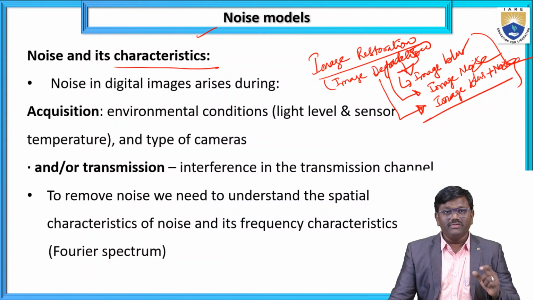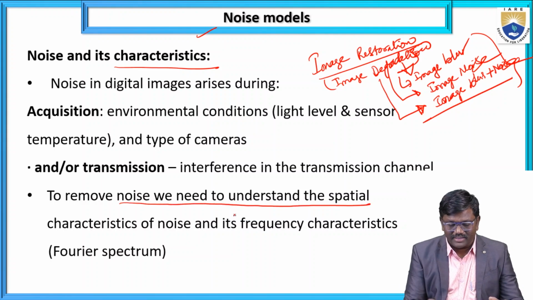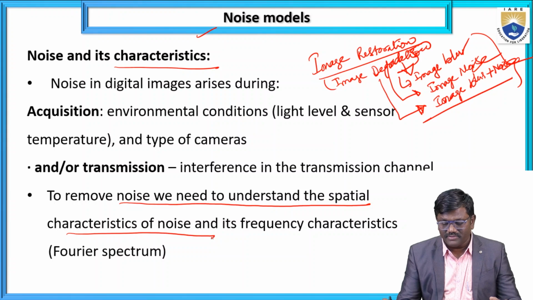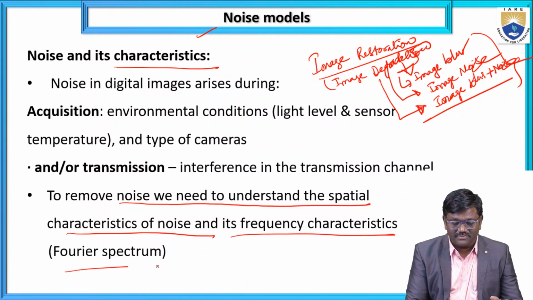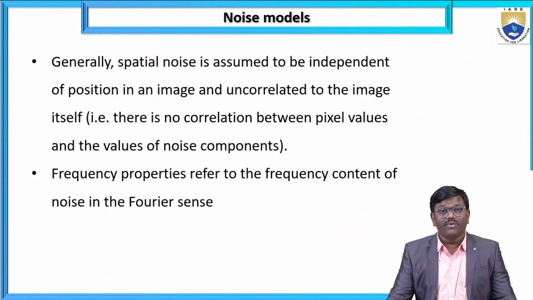acquisition. Acquisition means environmental conditions, which we fulfilled with the light level, sensor temperature and type of camera, and transmission means interference in the transmission channel. To remove noise, we need to understand the spatial characteristics of noise and its frequency characteristics in terms of the Fourier spectrum. With the help of this process, we can prepare a very general noise model.